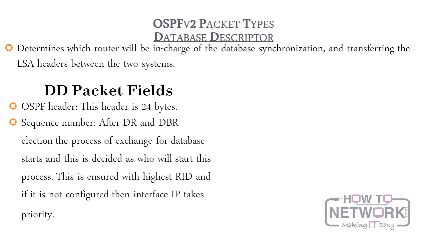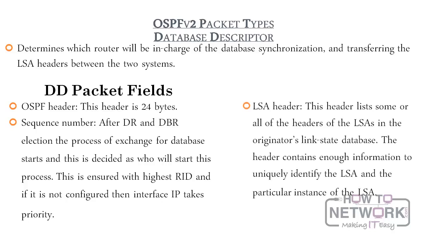And then we have the LSA header. This header lists some or all of the headers of the LSAs in the originator's link state database. The header contains enough information to uniquely identify the LSA and the particular instance of the LSA.